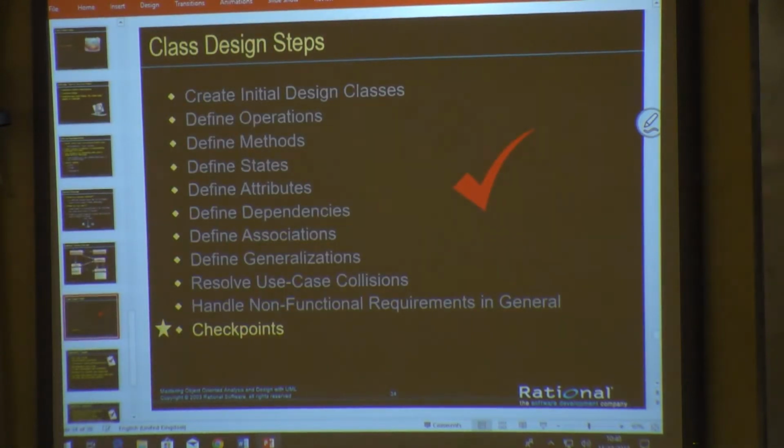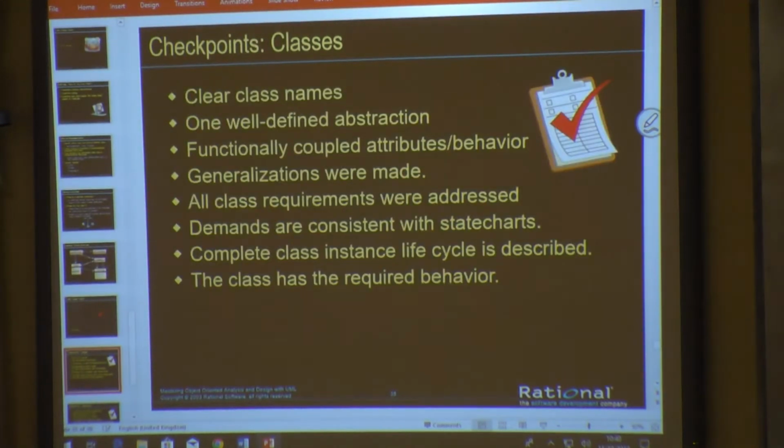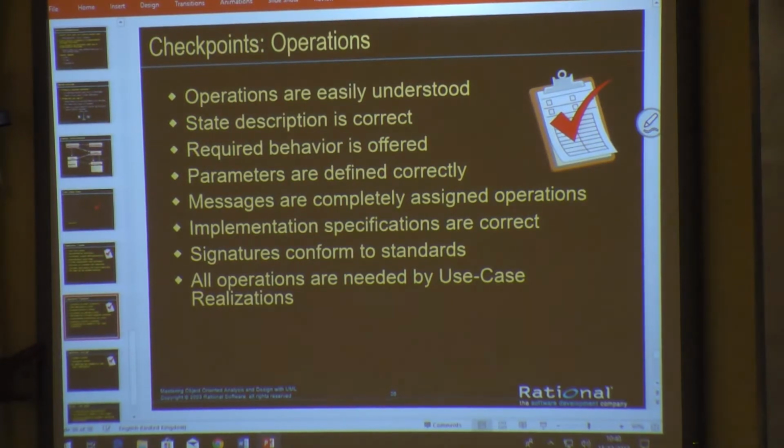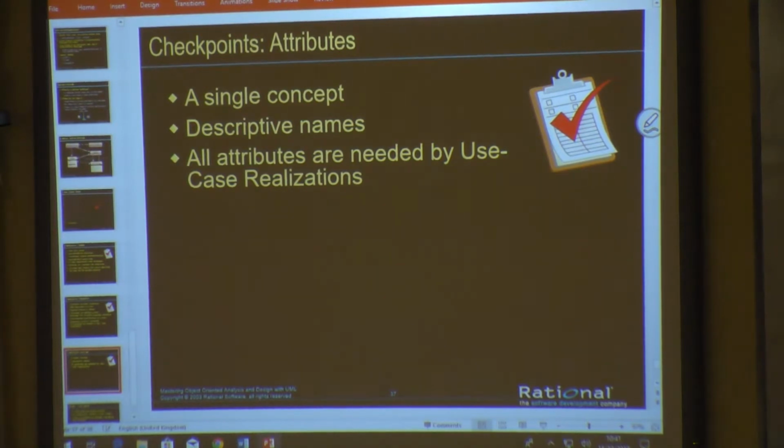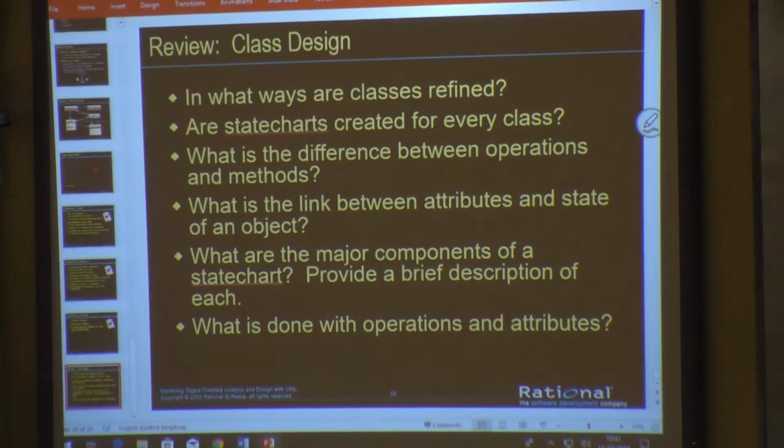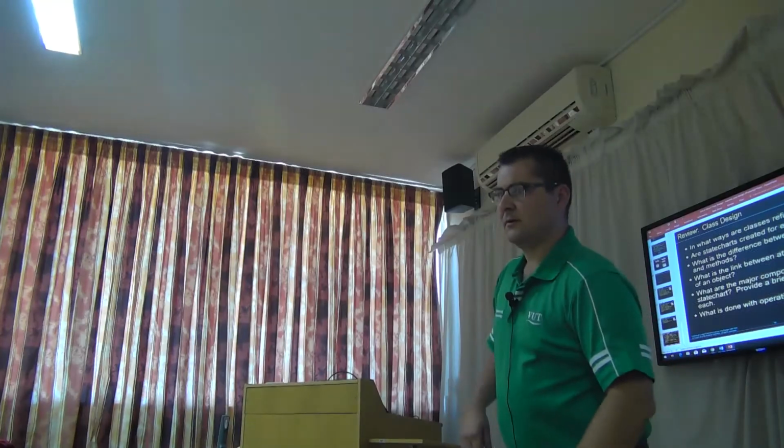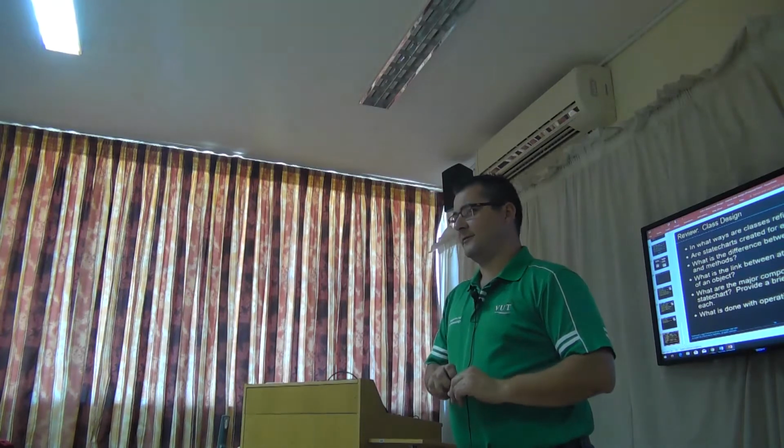Then there are a few checkpoints. Some of the checkpoints talk about the classes: is it clearly defined? For the operations: is it easily understood? Is the state description correct? Are the parameters defined correctly? For the attributes: it's a single concept with a descriptive name, and all attributes are needed by the use case realization. Then there are some review steps at the end of this. Any questions?